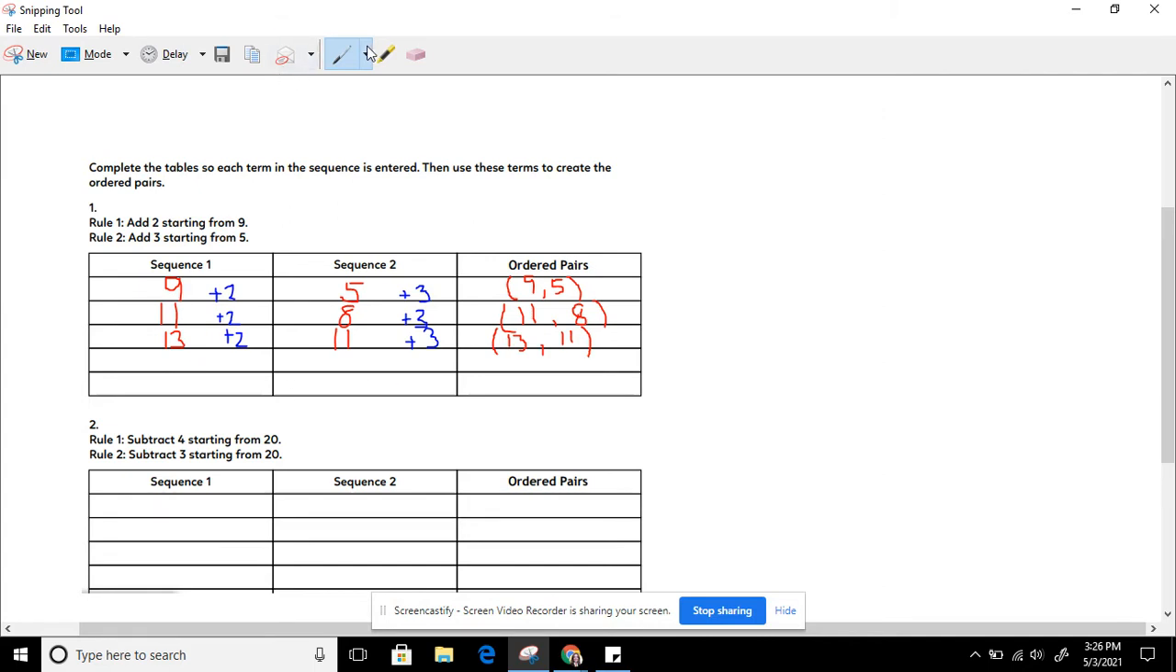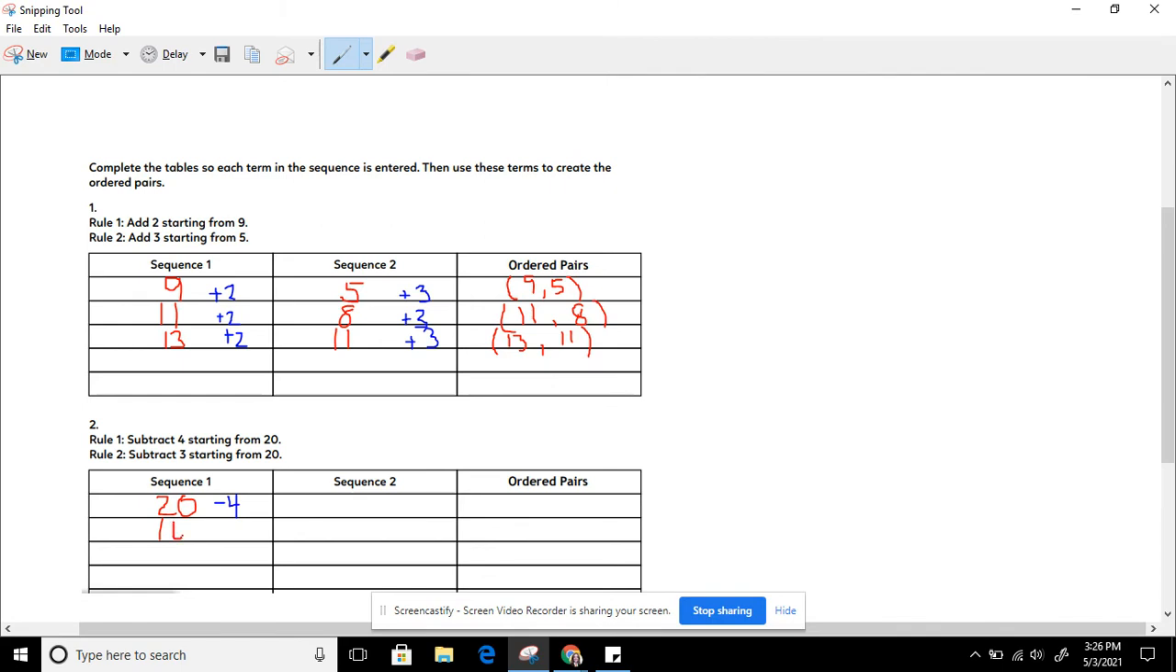Number 2, I'm going to get you started with number 2. So for rule 1, for sequence 1, we're subtracting 4 starting from 20. So here we're going to start with 20, and we're going to subtract 4. And again, you don't have to put the rules here. I'm just using it to show you what I'm doing. 20 minus 4 is 16.